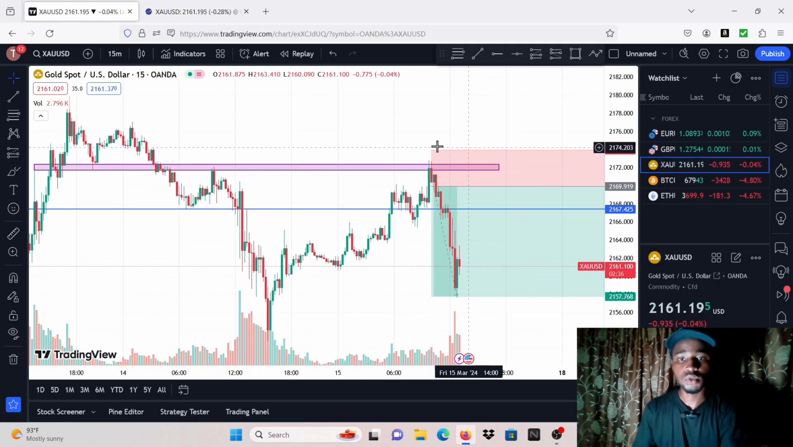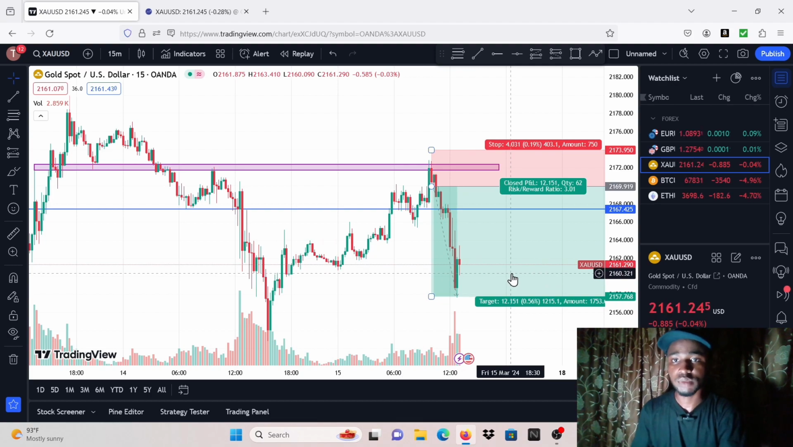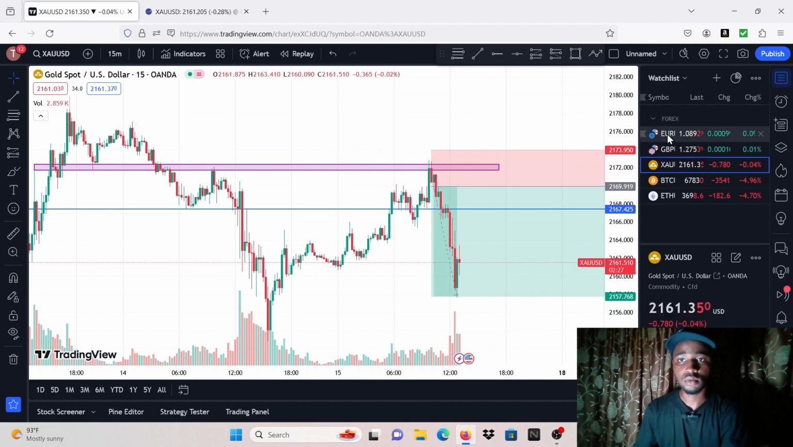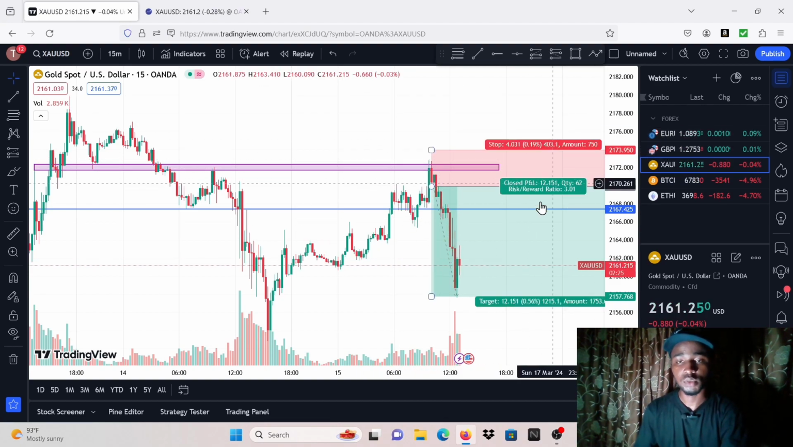All right, so this is the trade we just completed that gave us 120 pips. And you can see the risk to reward ratio is 1:3. So it's actually a really good trade. You can also check out EURUSD, GBPUSD, we have trades going there.